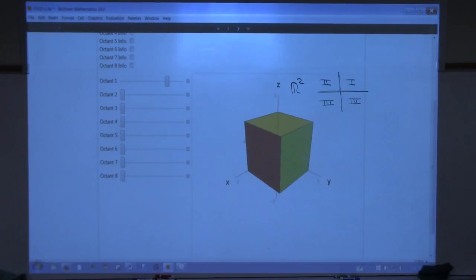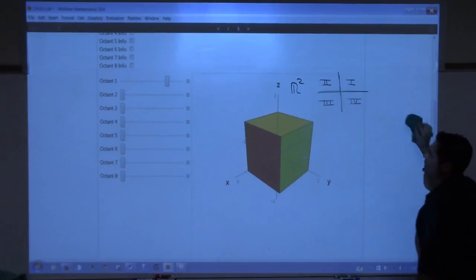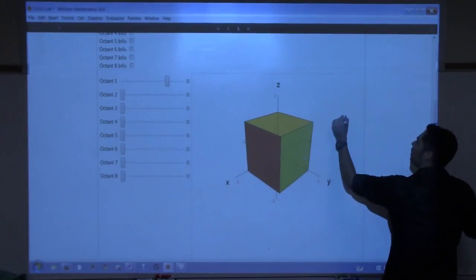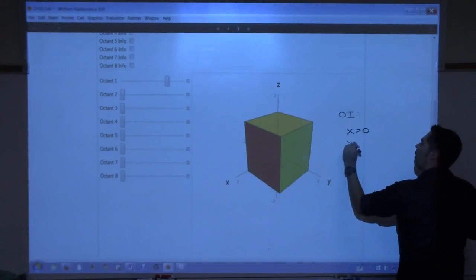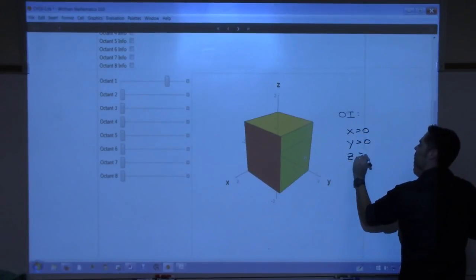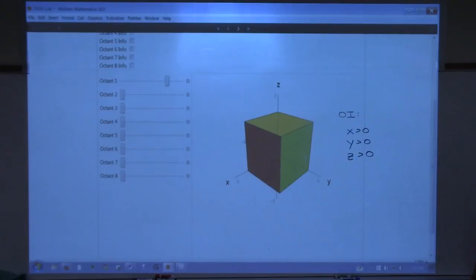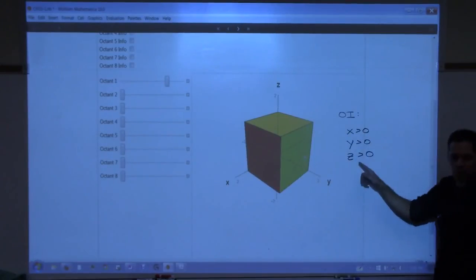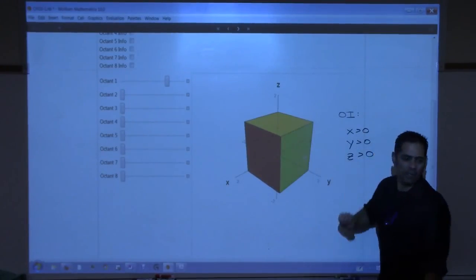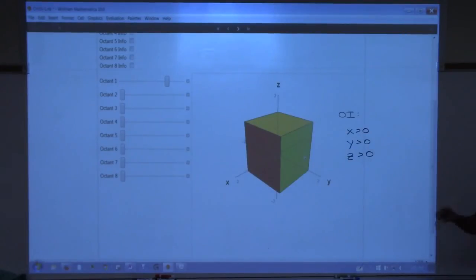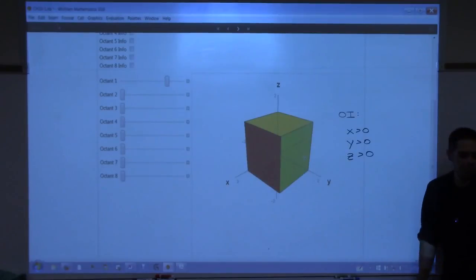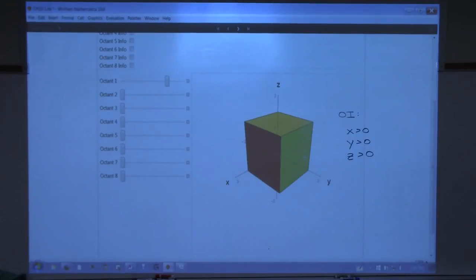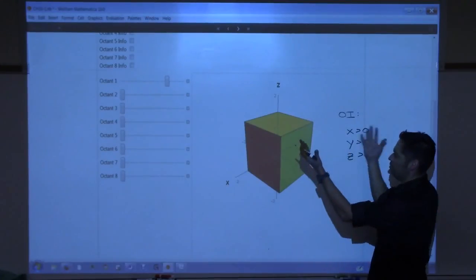And in the first octant, we'll just call it O1. Your x must be positive, your y must be positive, and your z must be positive. Agreed? Your ordered triple, all the points that live in here, all the numbers that you plug in the ordered triple must all be positive numbers. There you would be in octant 1. Now where's octant 2? Where do you think?